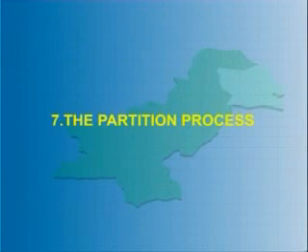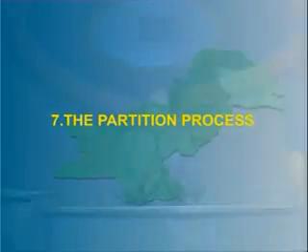Now, we can move to the last section of today's lecture, that is the partition process, or how the June 3rd plan as Indian Independence Act 1947 were actually implemented. That is the partition process, how Indian Independence Act became a reality and two independent states of India and Pakistan came into existence.